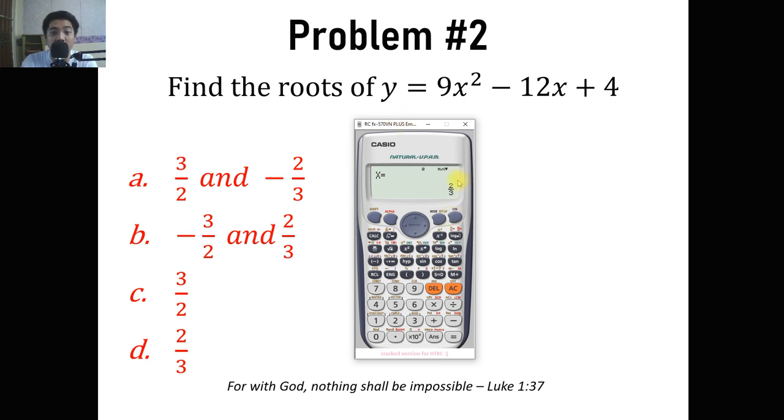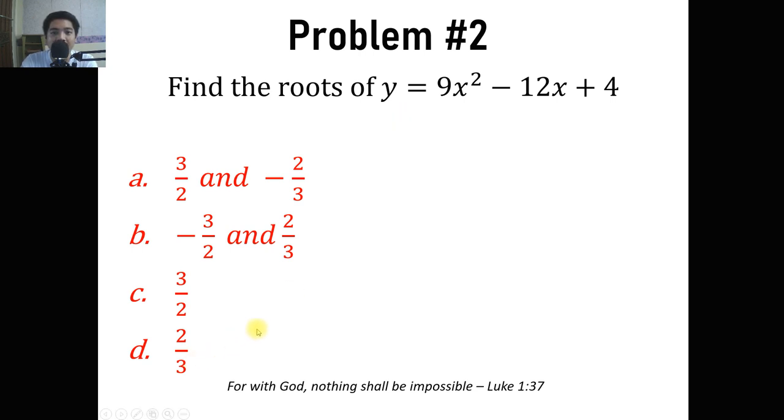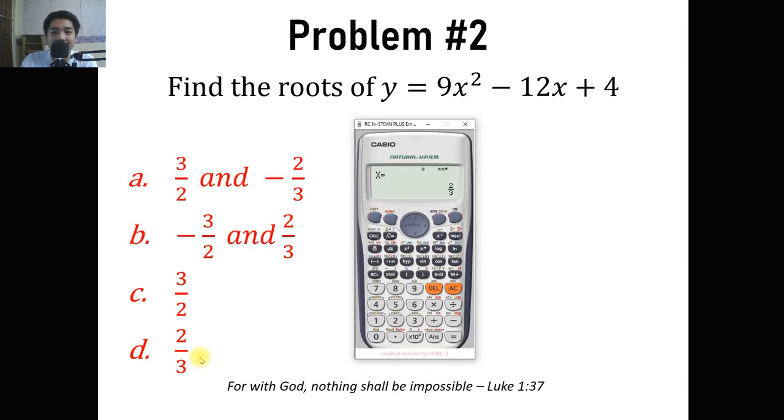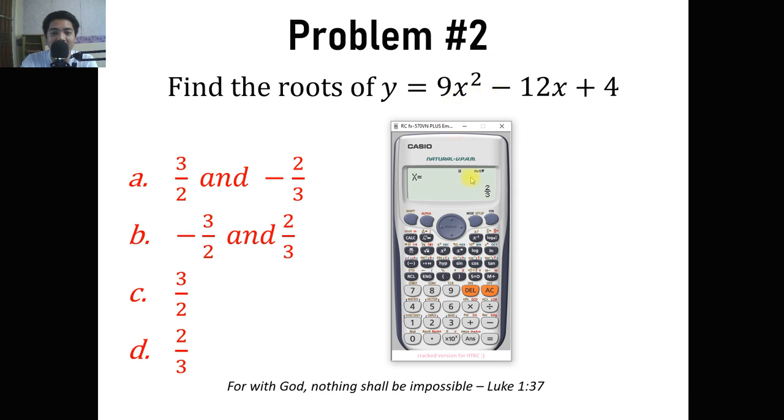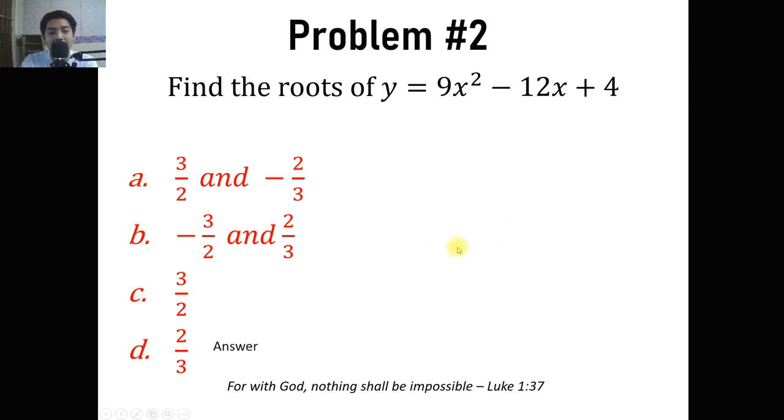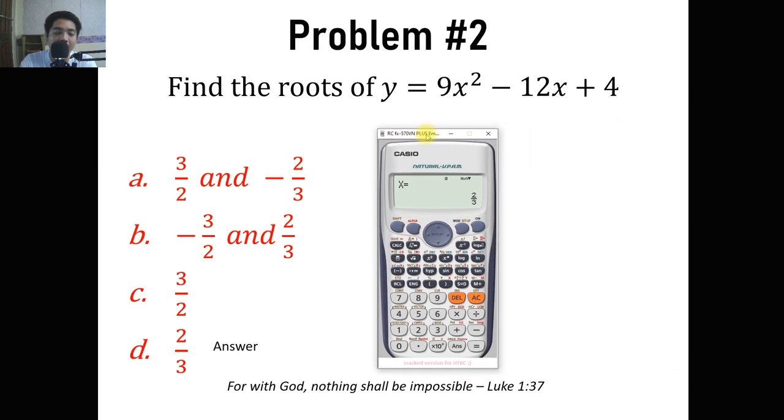Repeating roots. It's actually 2/3 and 2/3. So repeating. It should have two roots because it's quadratic. So in this case, since it's repeating, the root is understood to be 2/3 and 2/3. So our answer should be letter D for this problem.